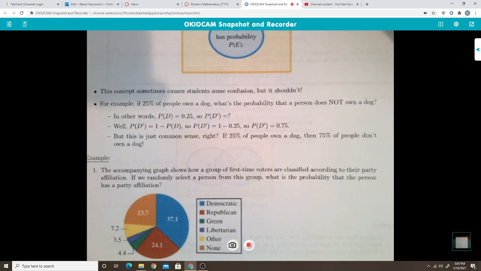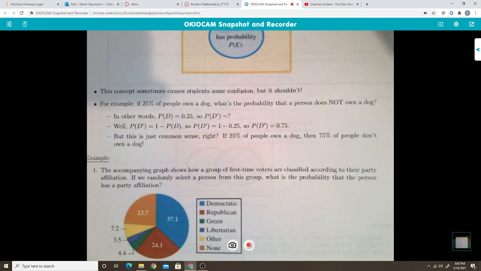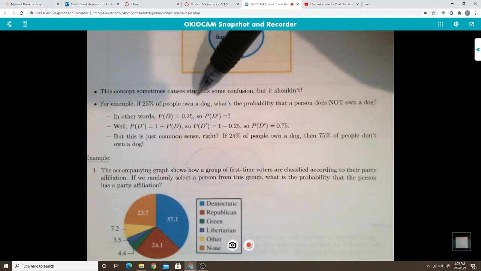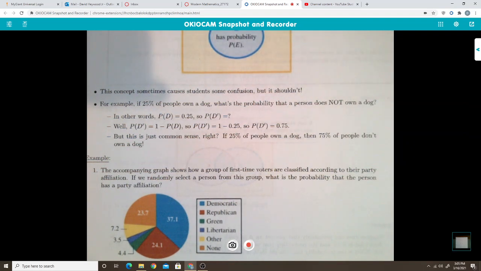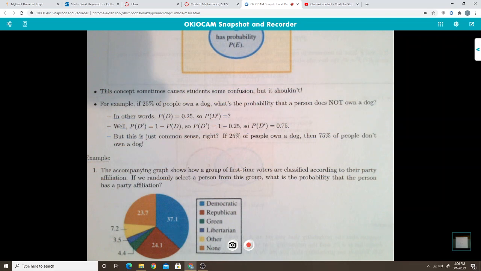So there you go. If you want to change that into a percentage, you can. 0.75 is 75%, right? So now think about that, because it's just common sense, isn't it? If 25% of people own a dog, then 75% of people don't own a dog, right? So it's just common sense. And so that's why I say this sometimes causes students confusion, but it really shouldn't. It's really just common sense. And this is a good example to keep in your mind. If you're trying to remember what the complement rule is, just remember, if 25% of people own a dog, then 75% of people do not own a dog, right? That's all the complement rule is really saying.